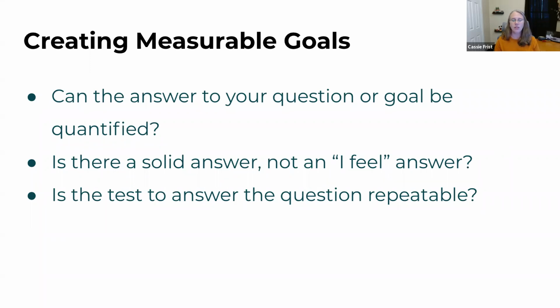Okay, so now let's ask the question. Student A will participate in class by answering questions when asked 3 out of 5 times. What's the question? How many times does student A answer when asked a question? There's our question. Is there a solid answer? Yeah. How many times is the student answering a question when asked? Okay, we've got an actual answer. We've got a number. It's quantifiable.